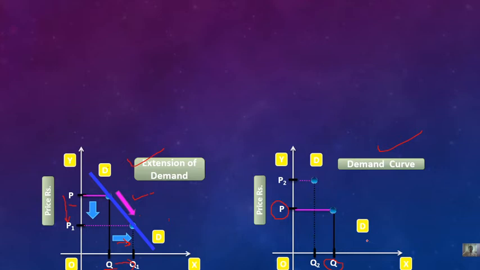If there is rise in price from P to P2, quantity demanded becomes less, or there is fall in quantity demanded. Due to rise in price from P to P2, quantity demanded becomes less, or there is fall in quantity demanded from Q to Q2.